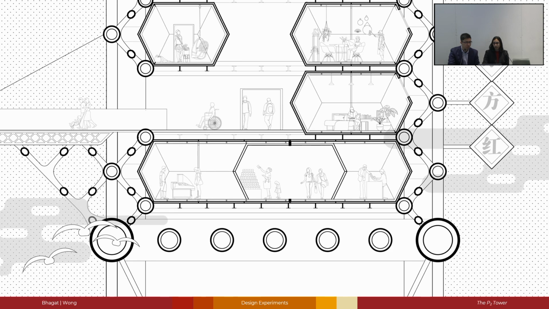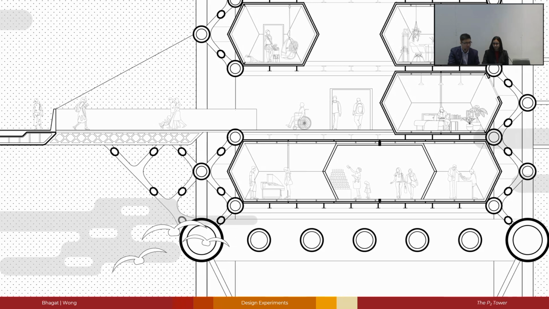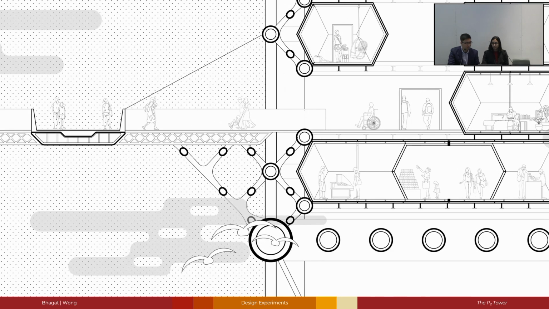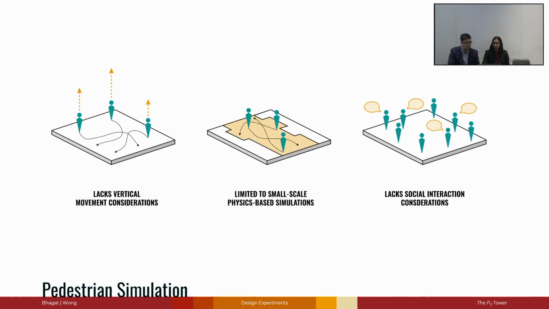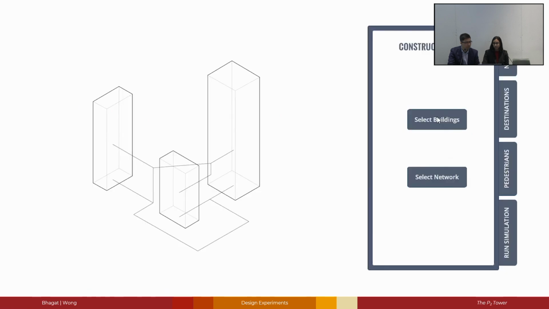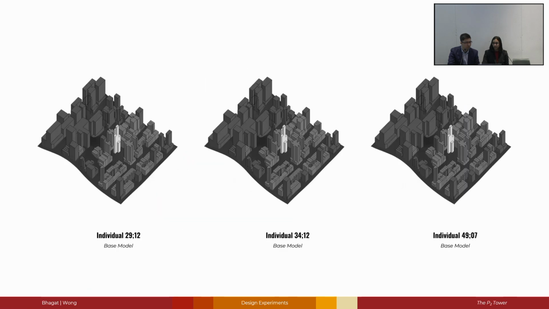However, while these pathways are optimized towards our goals, it was difficult to understand how the residents would potentially use these pathways. With that in mind, it was necessary to integrate a pedestrian simulation to further analyze these networks. However, existing pedestrian simulations lacked key mechanisms which were necessary for our project goals. They lacked vertical movement capabilities, were limited to physics-based simulations rather than network-based ones, and most importantly, they lacked any consideration for social interaction.